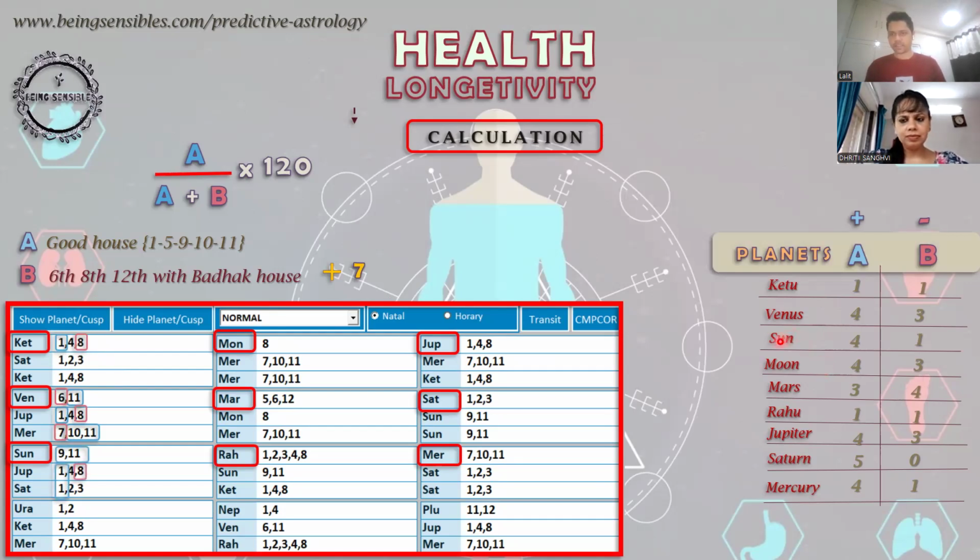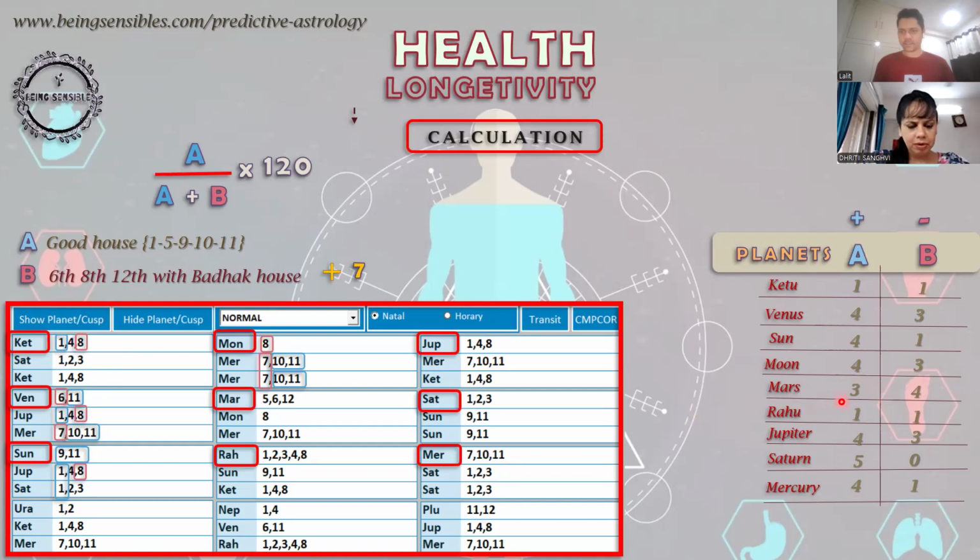Now we're going to the Sun. Again 1, 5, 9, 10, 11. So 1, 2, 3, 4. So 4 is positive. And 6, 8, 12, 7. Only 8, so 1 is negative. So the Sun is 4:1. Then Moon: 1, 5, 9, 10, 11. So 1, 2, 3, 4 is positive. And then 6, 8, 12, 7. So 1, 2, 3. So Moon is 4:3.